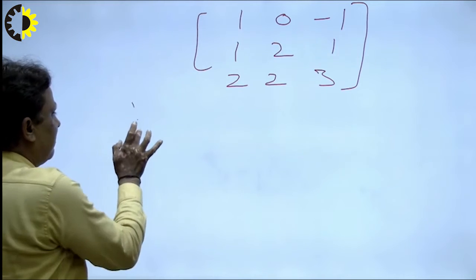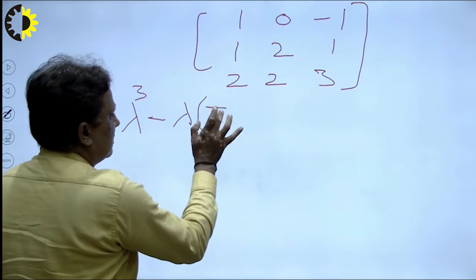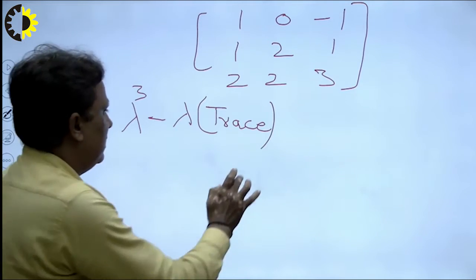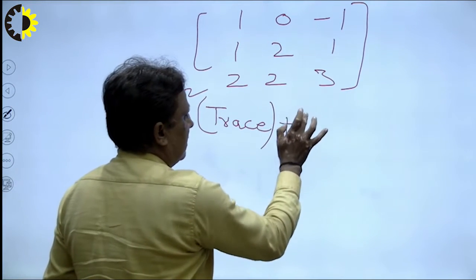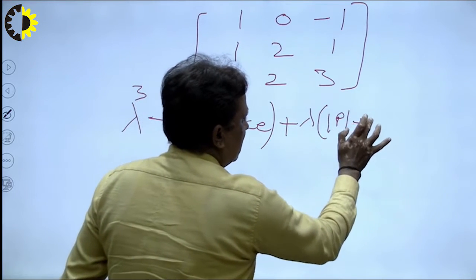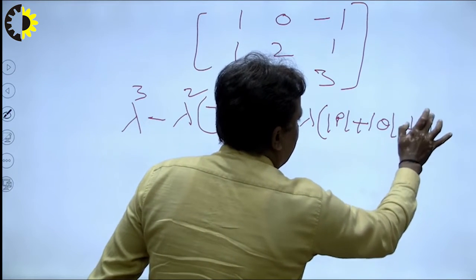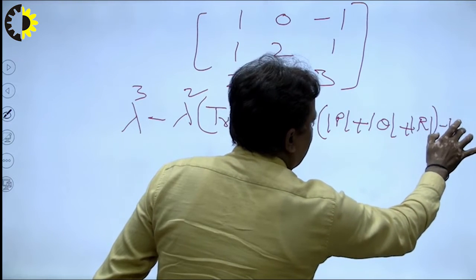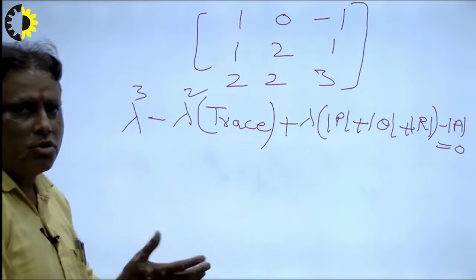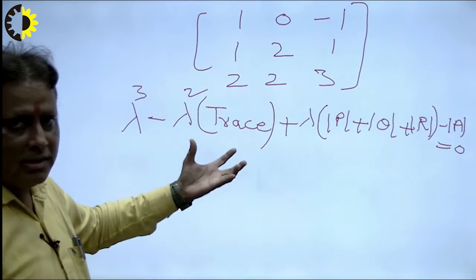So first of all I write lambda cube, minus lambda square times the trace. I explain what the trace is. Trace is the sum of the diagonal elements. Then plus lambda times the sum of determinants P, Q and R, the minors of order 2 by 2 containing diagonal elements, and minus the determinant of A. This is the short method to calculate the characteristic equation in a very short duration of time. There is no requirement to explain this, but for new students I explain it again.